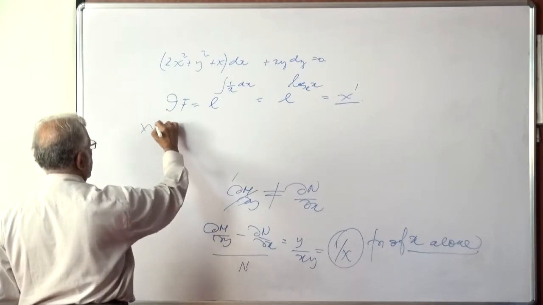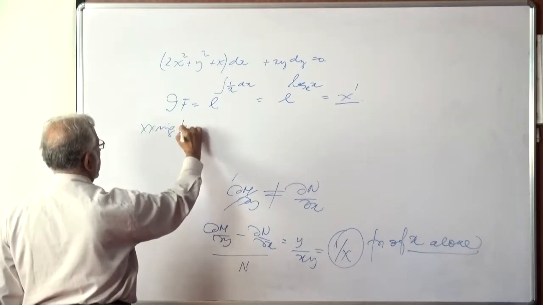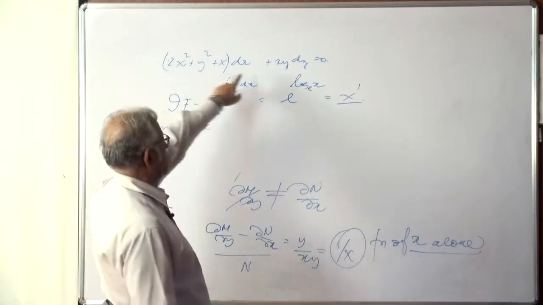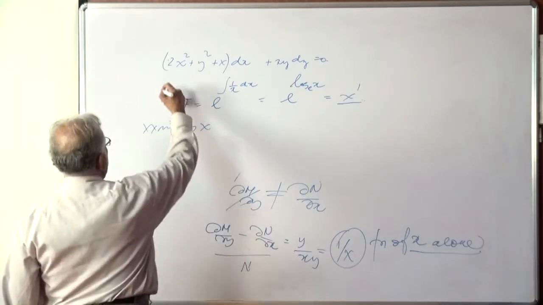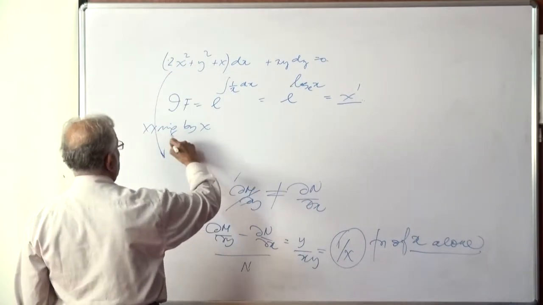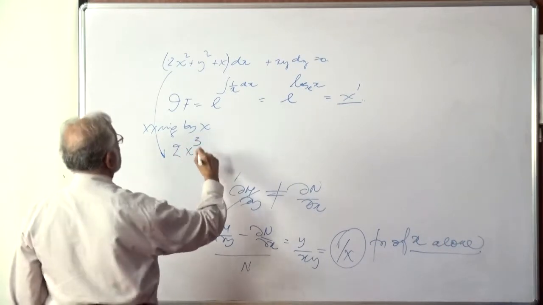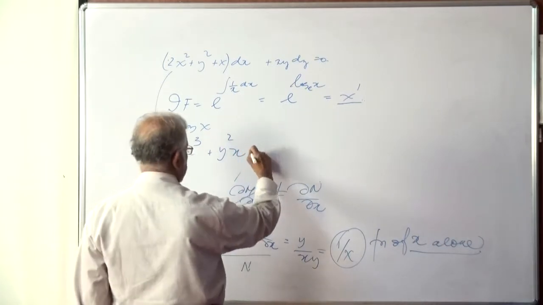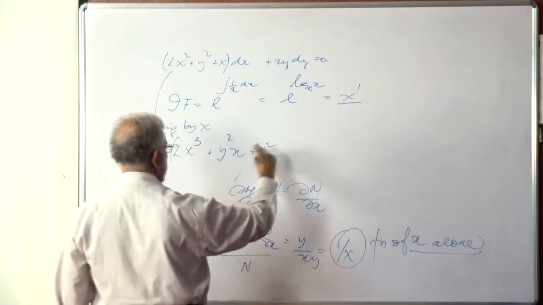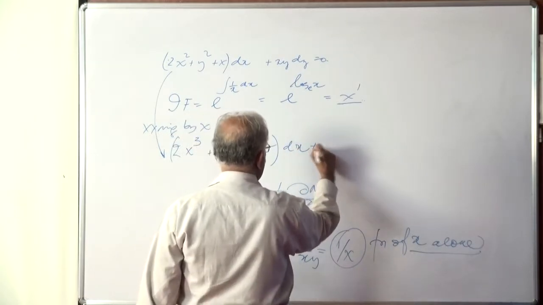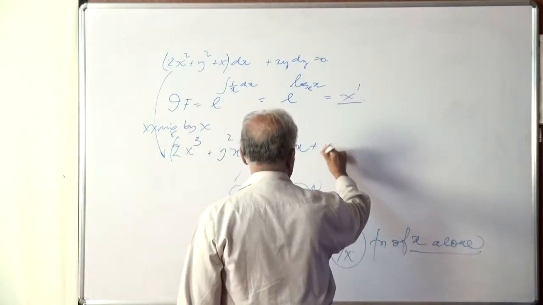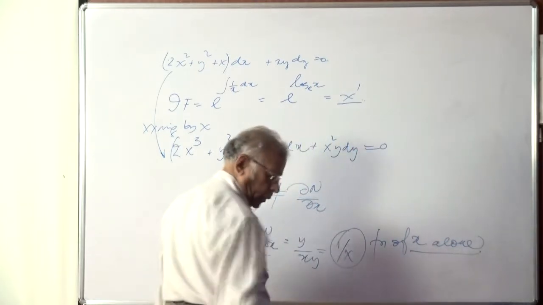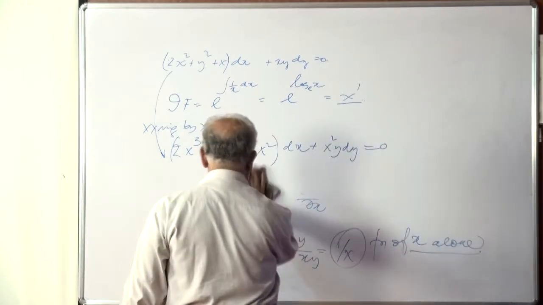multiplying by x, the original equation will be transformed to an exact equation, and we will get 2x cubed plus y square x plus x square dx plus x square y dy is equal to 0.